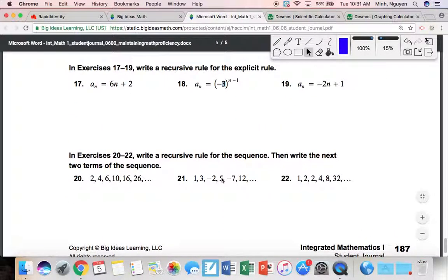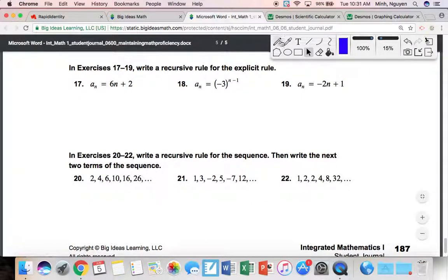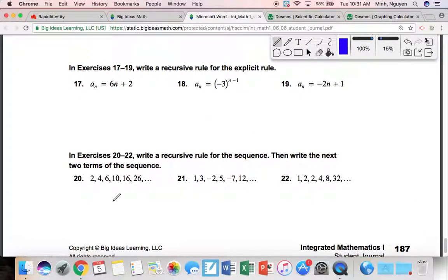Write a recursive rule, then write the next two terms. We've been practicing writing a recursive rule, so this should not be any different from the previous one. Oh, sorry, I worked it out already. You should notice that this is these two added together. So how do we refer to that? We say a of n is equal to the previous one added with the one from 2 before.